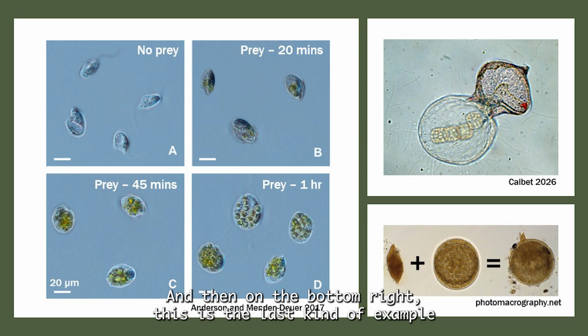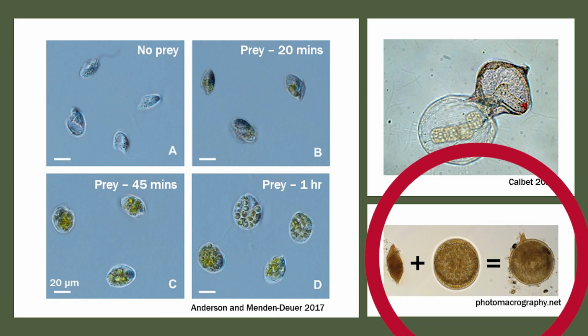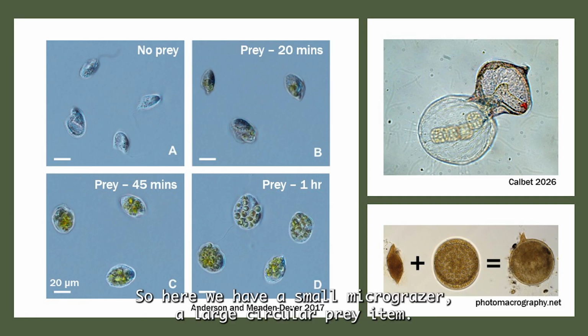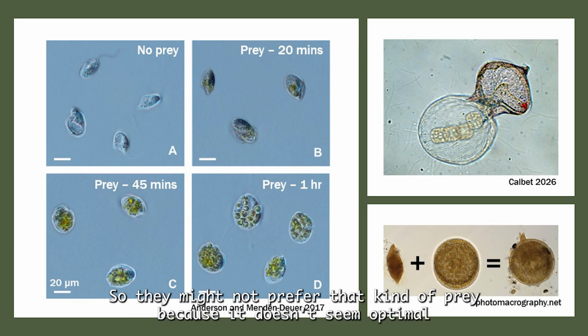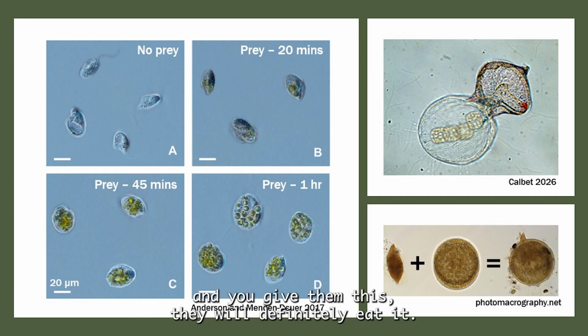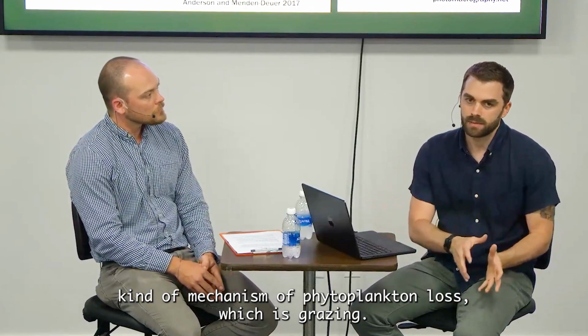And then on the bottom right, this is the last kind of example that shows you that even though these grazers are really small, they can consume prey items that are much bigger than their own body size. So here we have a small micrograzer, a large circular prey item, and this is what you get when you feed that grazer that circular prey item. So they might not prefer that kind of prey because it doesn't seem optimal to digest something like that. But if there's no other prey items and you give them this, they will definitely eat it. And so yeah, this is one kind of mechanism of phytoplankton loss, which is grazing.